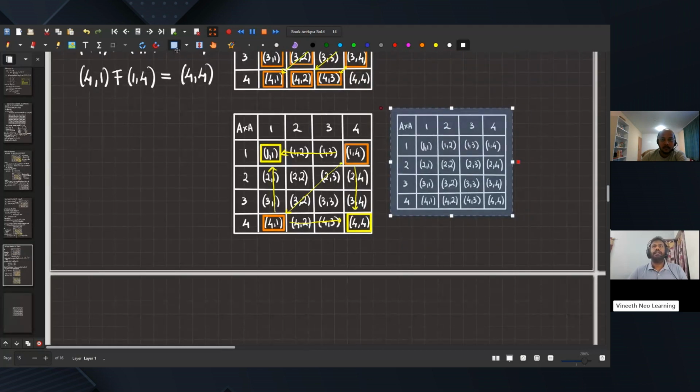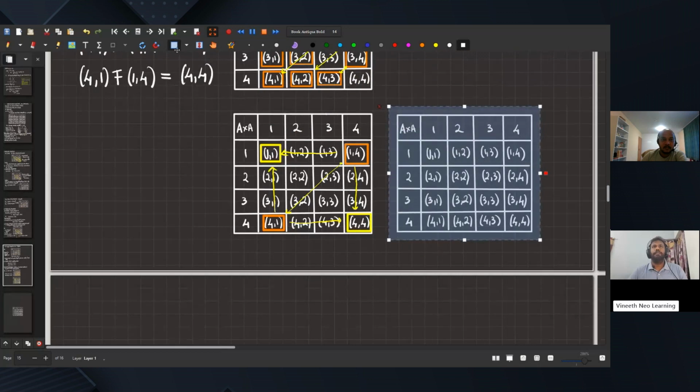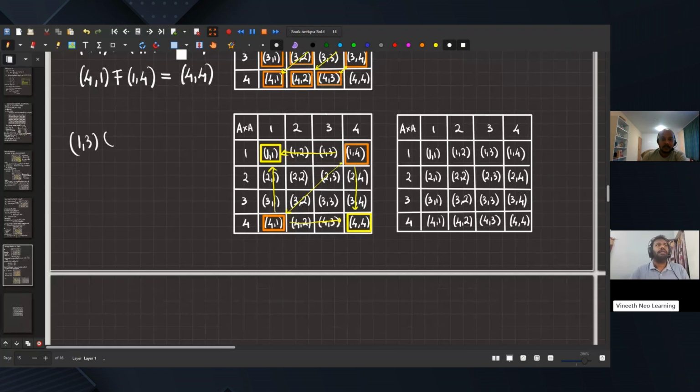Let's consider another ordered pair, like 1 comma 3 and 3 comma 1. Okay, what are the possible transitive products? 1 comma 3 when multiplied with 3 comma 1, we get 1 comma 1. And then with 3 comma 1, we can commute and find the transitive product with 1 comma 3, we get 3 comma 3.